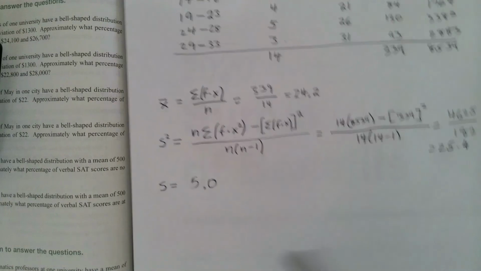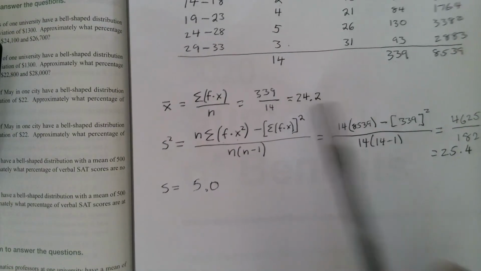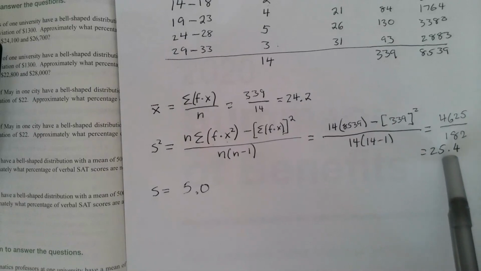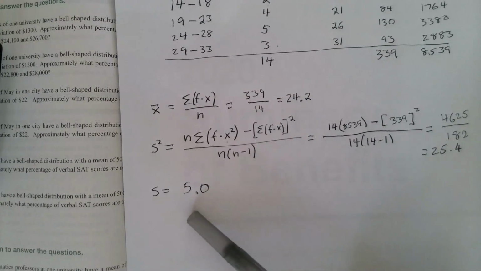So for this frequency distribution, the mean is 24.2, the sample variance is 25.4, and the sample standard deviation is 5.0.